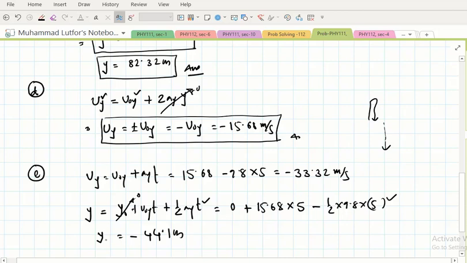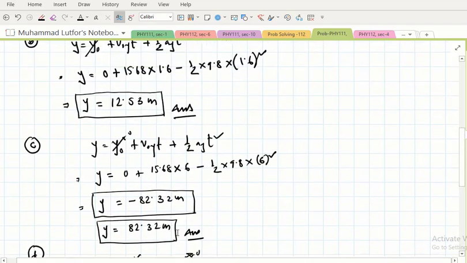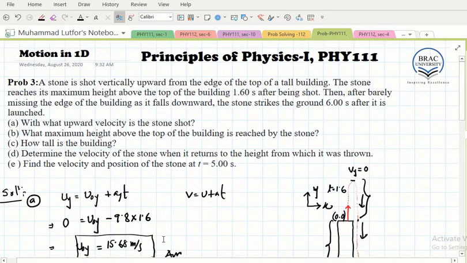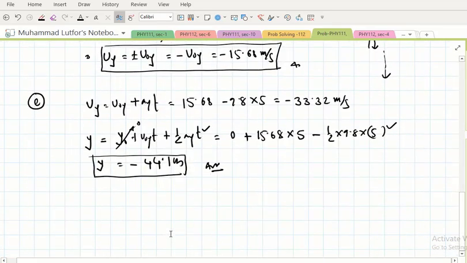In that case, you will find that y would be minus 44.1 meter, right? Which is closely at half of this, at the middle, because the height of the building is 82 meter. At the 5th second it would be 44.1 meter. This just crosses the middle height of that building or the tower. So that would be the answer of this question. Okay, thank you very much.